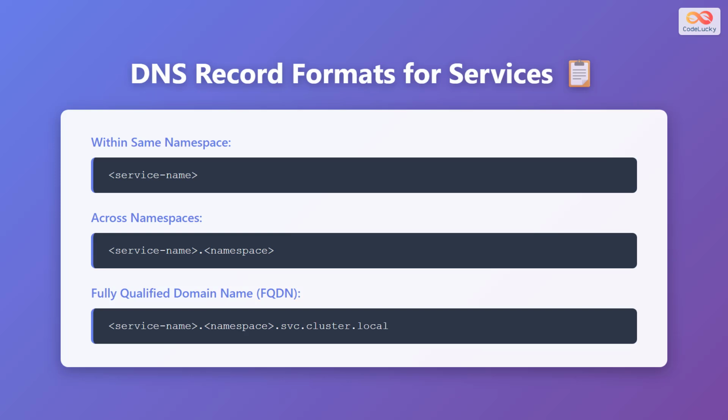Kubernetes provides multiple ways to reference a service using DNS. If you're accessing a service from within the same namespace, you can simply use the service name directly. To access a service across different namespaces, you use the format service-name.namespace. For the fully qualified domain name, or FQDN, the format is service-name.namespace.svc.cluster.local. All three formats will resolve to the same service, but the fully qualified form is the most explicit and unambiguous.